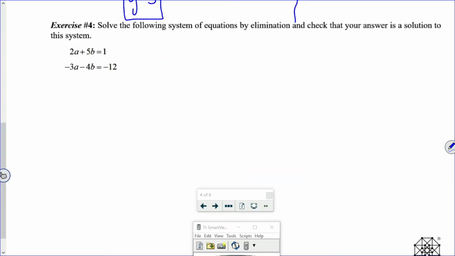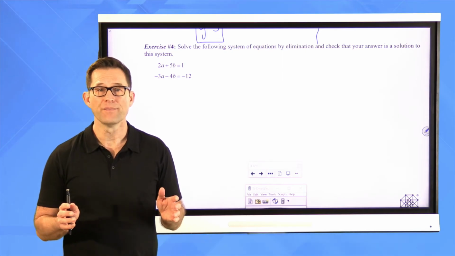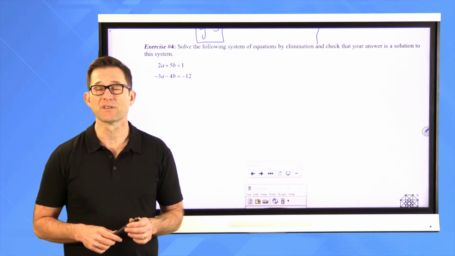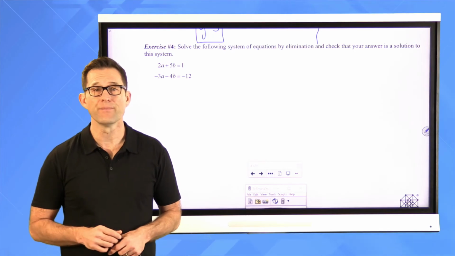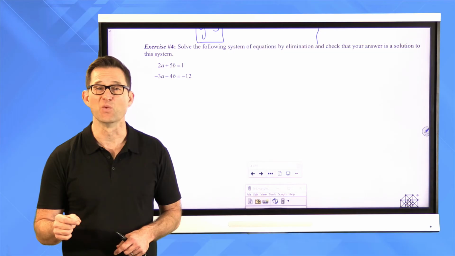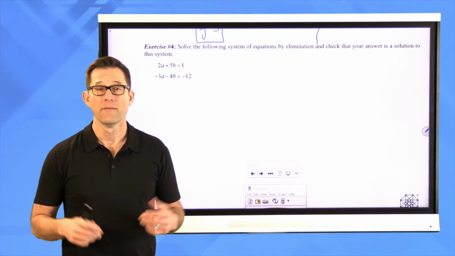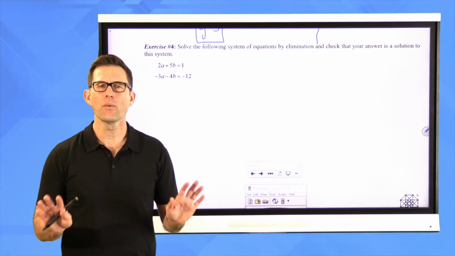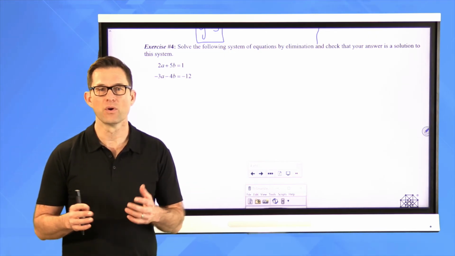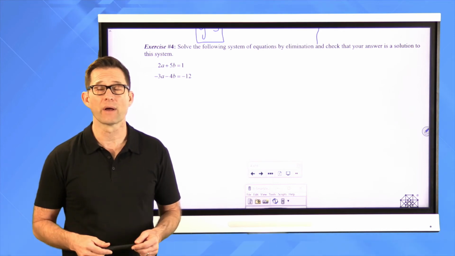Solve the following system of equations by elimination and check that your answer is a solution to the system. Awesome. Great. So what I'd like you to do now is pause the video, take a look at the equation, decide which variable you want to try to eliminate. You will have to modify both equations in all likelihood, unless you really love your fractions. Do the elimination, and then I would pause before you do the check, because we'll go through it and then we'll do the check. Pause the video now and take up to 5 minutes to try to solve this system.